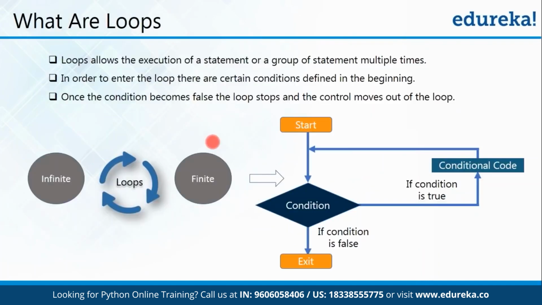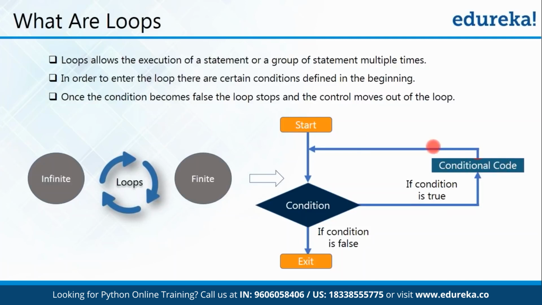Let me explain this with the help of the flowchart in front of your screen. Now what are loops? Loops basically allow us to execute a statement or a group of statements multiple times. Let me explain this with the help of an example on your screen. Over here, the control comes here and checks the condition. If this condition is true, it'll go on and execute the conditional code here. This is nothing but the statements that are present inside the loop.